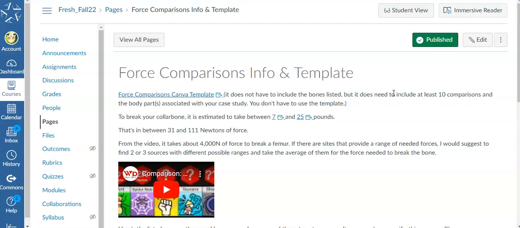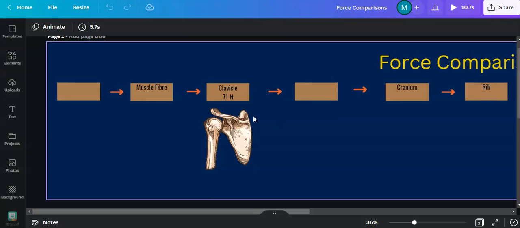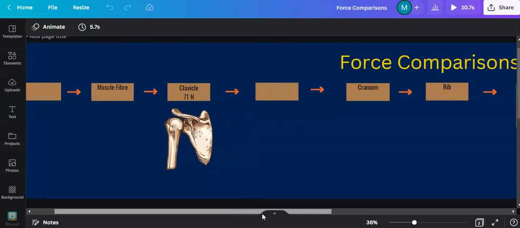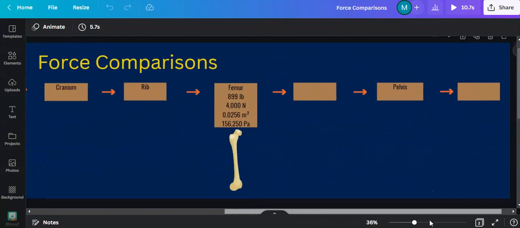Let's talk about the force comparisons info and template page. This choice will only be available for some of the case studies, the ones that involve an injury to, let's say, a bone, like a fracture or a break or something. So if you click on this template, it'll take you to Canva, and you'll have force comparisons.